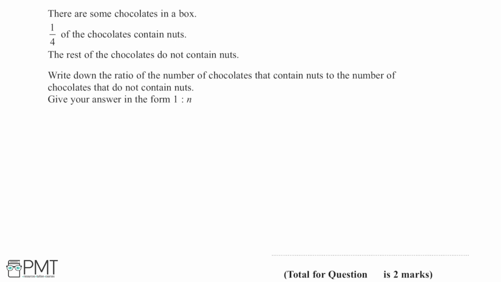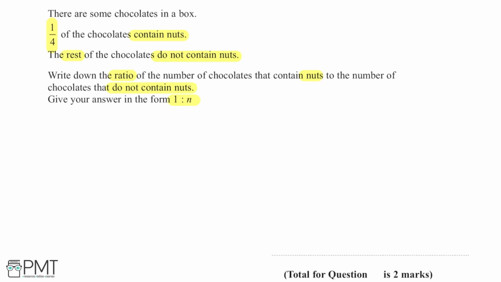So here we're told that there are some chocolates in a box and that a quarter of the chocolates contain nuts. And we're also told that the rest of the chocolates do not contain nuts. And we're asked to write down the ratio of the number of chocolates that do contain nuts to the number of chocolates that do not contain nuts, and to give our answer in the form of 1 to n.